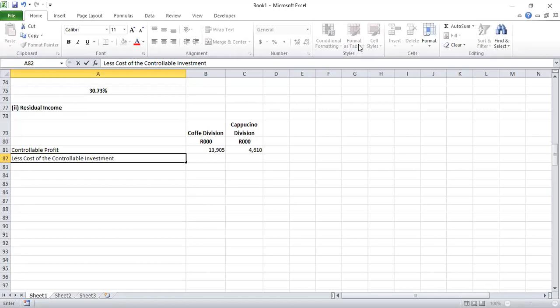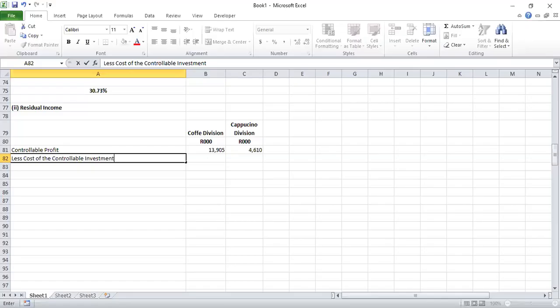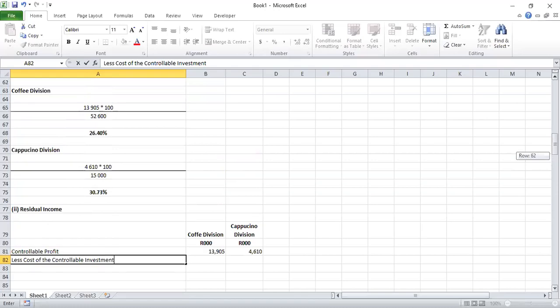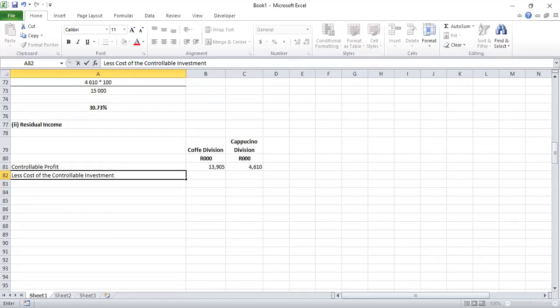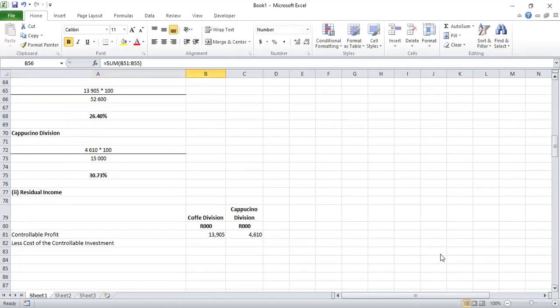Right, now to get our cost of the controllable investment, we multiply the cost of capital or required return. That is the 18% times the controllable investment. So it will be 18% times the controllable investment for each entity. So, remember that the controllable investment is here, 52,615,000.